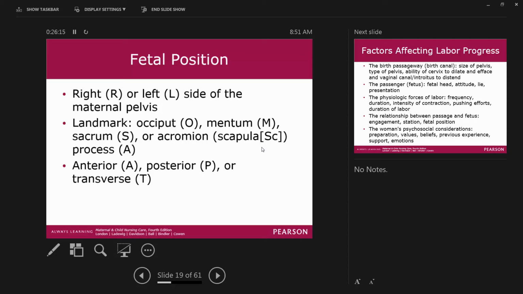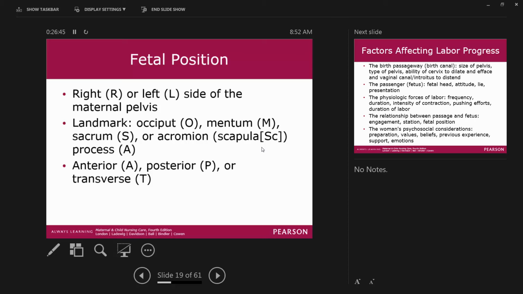Okay? If those things need to be used in practice, I will hear breech. I won't hear sacrum. Okay? And we won't care if it's left, right, anterior, posterior. It's a butt. It shouldn't be there. We need to go in a different direction. Okay? Same thing with the shoulder. I don't hear acromion. I hear shoulder. That's what you hear in practice. But please know these terms. Okay?